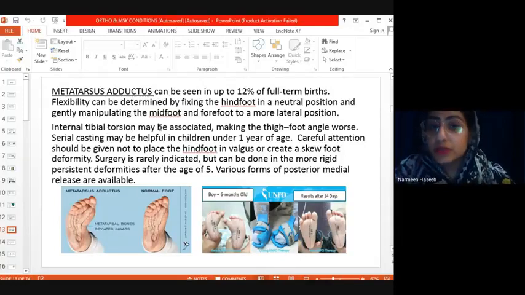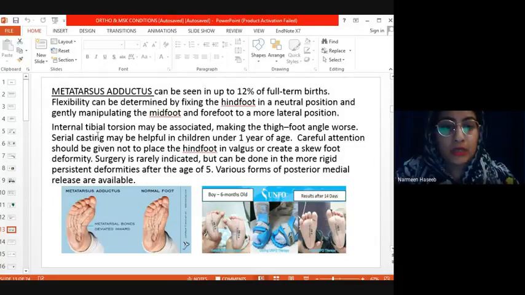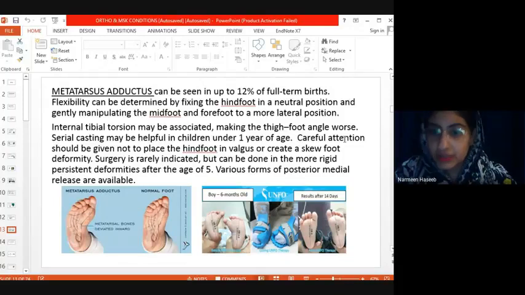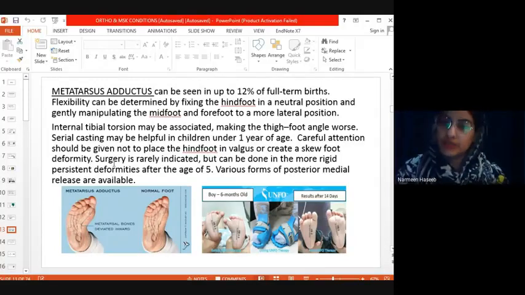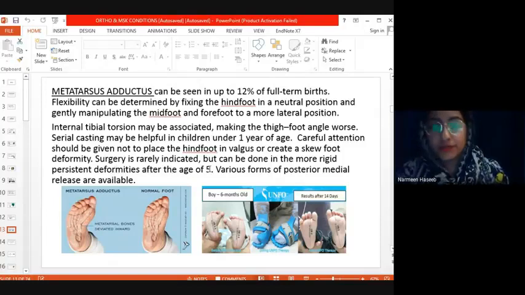Internal tibial torsion may be associated, making the thigh foot angle worse. Serial casting may be helpful in children under 1 year of age. Careful attention should be given not to place the hind foot in valgus or create a skew foot deformity. Surgery is rarely indicated but can be done in more rigid, persistent deformities after the age of 5. Various forms of posteromedial release are available.